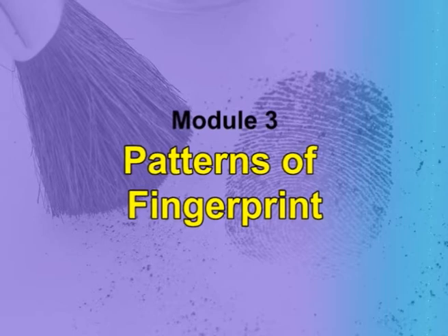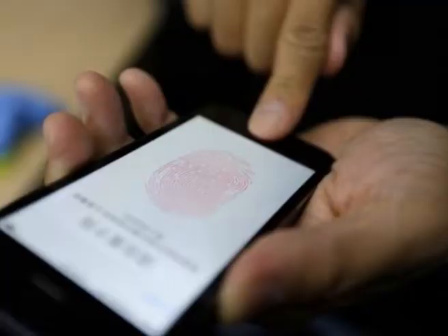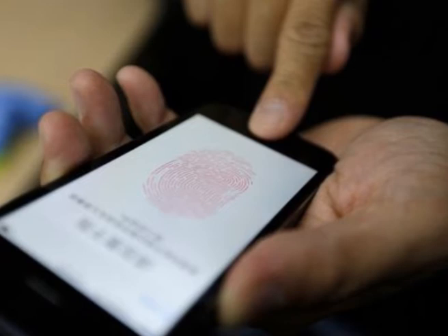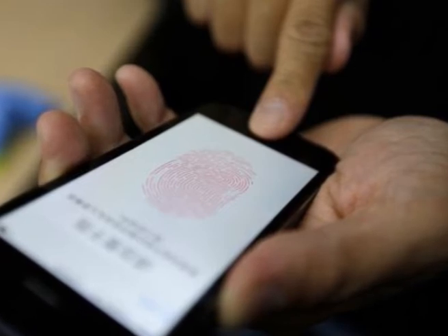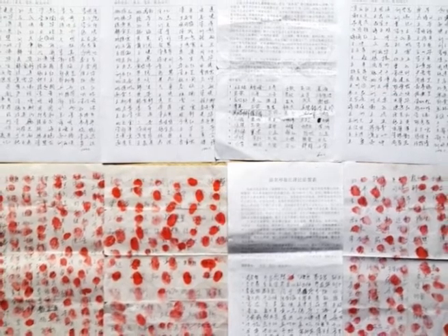Let's begin module 3, patterns of fingerprint. Fingerprint patterns are determined by the configuration of the ridges appearing on the distal phalange of the fingers. It is the shape and direction of the ridges, along with consideration of type lines, delta and core, that constitute a fingerprint pattern. To a layman, the classification of fingerprints may appear to be a complex problem, and he may think that it is most difficult, if not impossible, to classify fingerprints of millions of individuals.